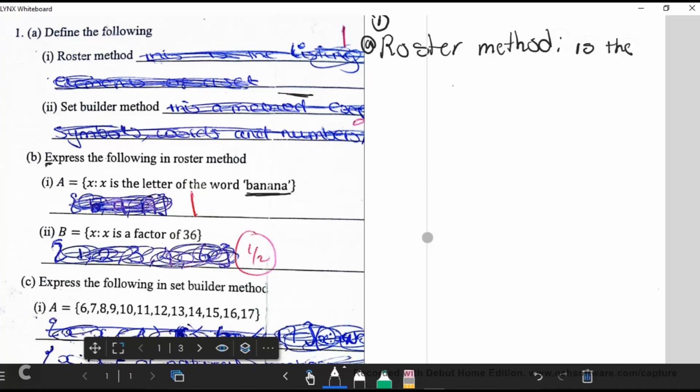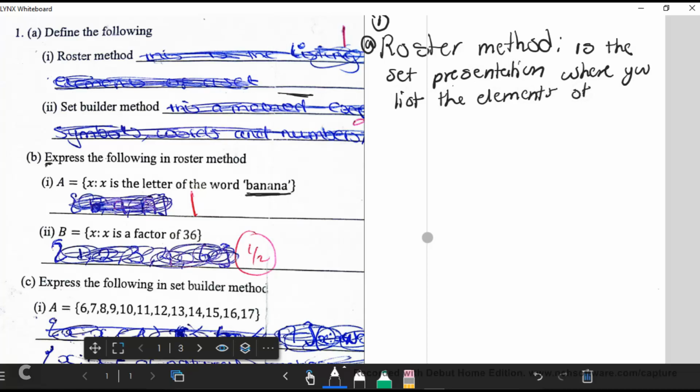I can say it is the set presentation where you list the elements of a given set. So that is the first definition. So how about question 2?